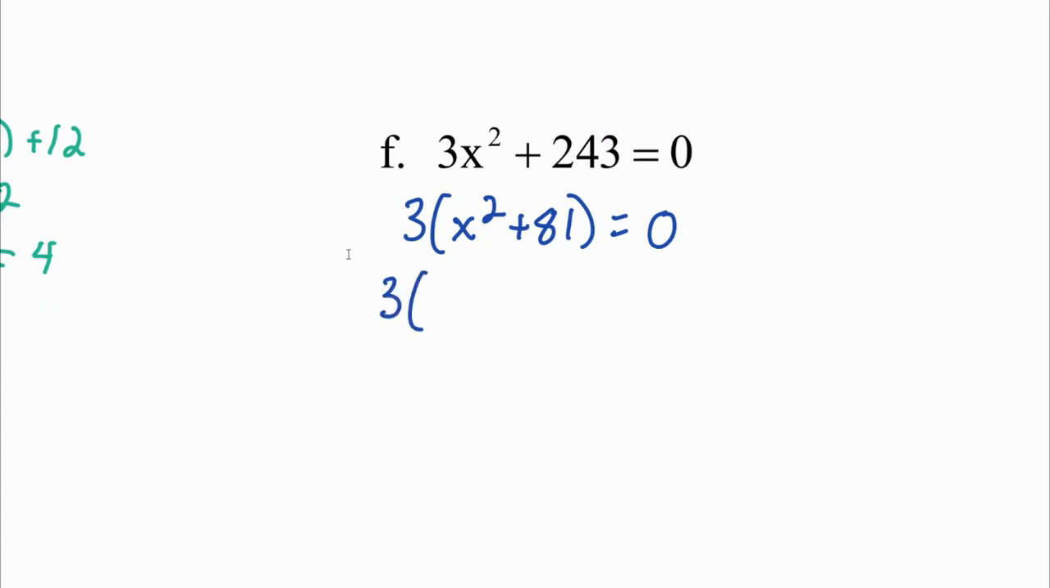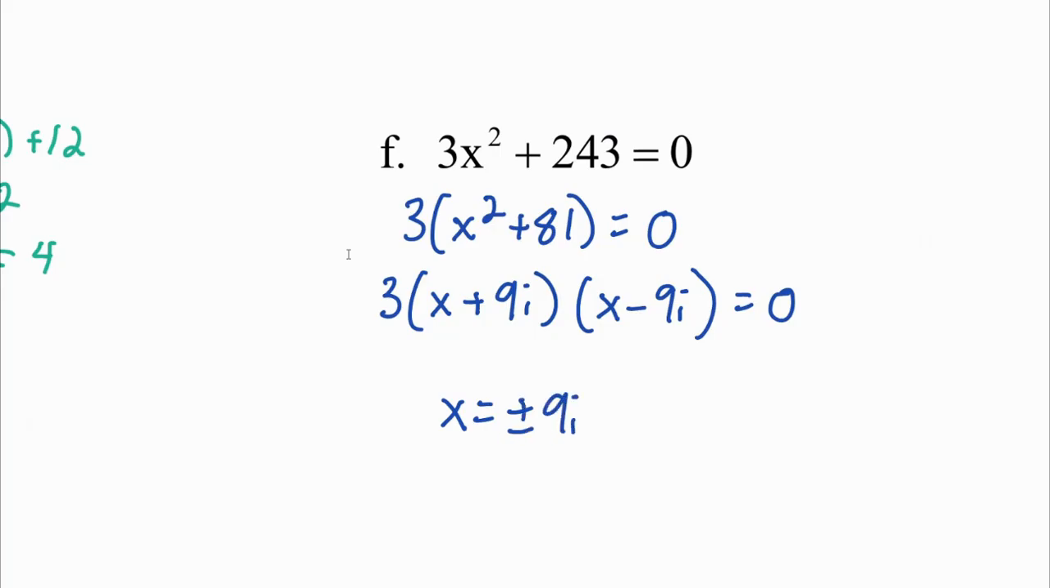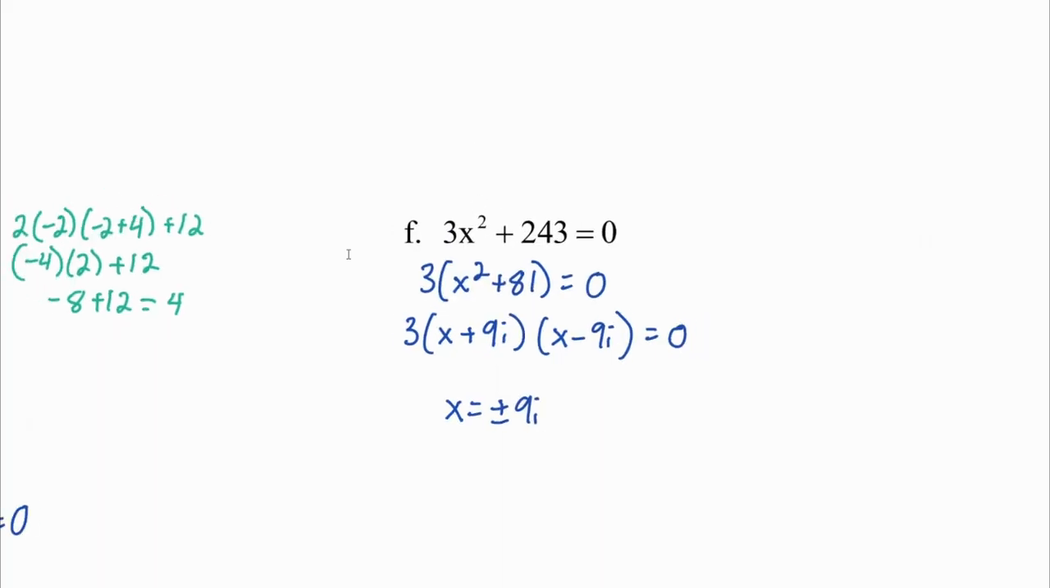So we keep the 3 out front. We do the square root of the first term plus i times the square root of the second. Well, the square root of 81 is 9, so it's going to be 9i. And then the square root of the first term minus, so minus 9i. So my two answers there are just going to be positive and negative 9i. And that is the lesson.